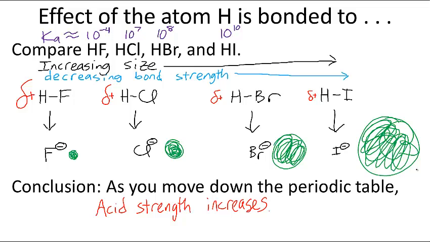The other explanation we give for it is we say that the negative charge being spread out on the anion helps stabilize the negative charge. So again, iodide, because it's so big, has so much space for the negative charge to spread out, and that's a stabilizing factor. So as you go down the periodic table, acid strength tends to increase.